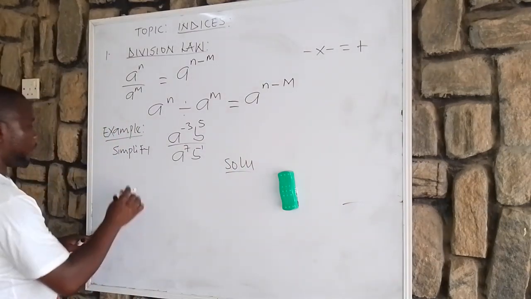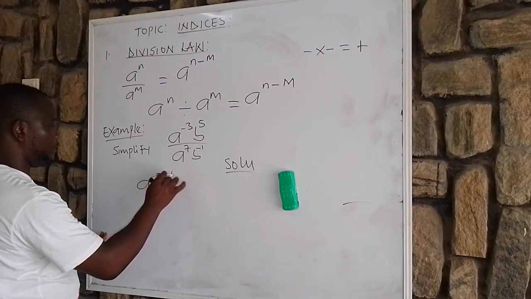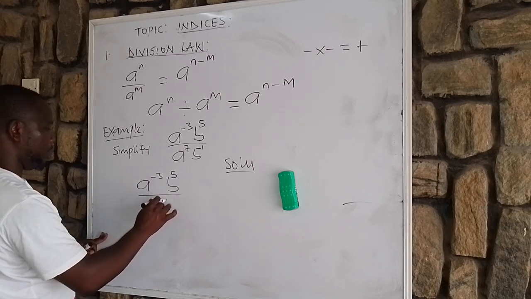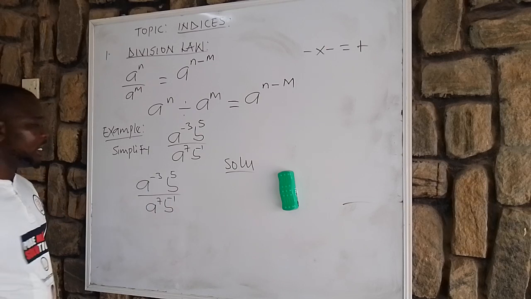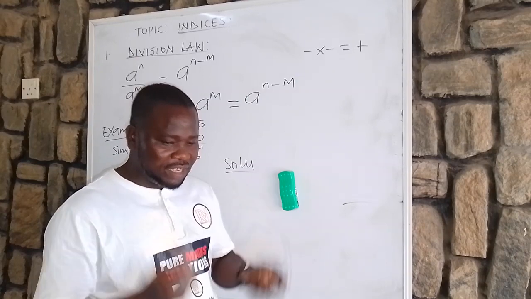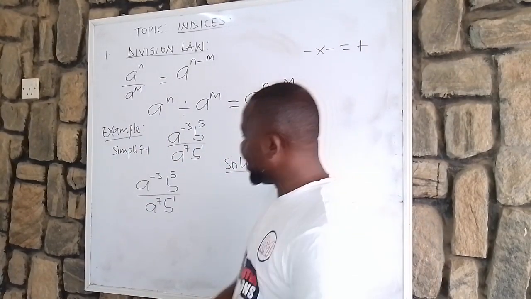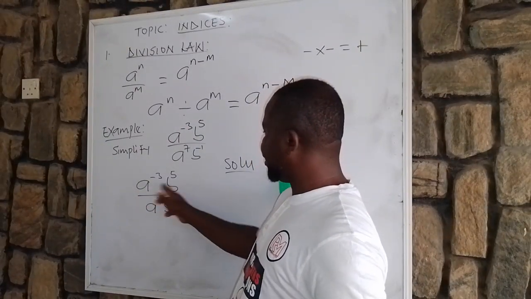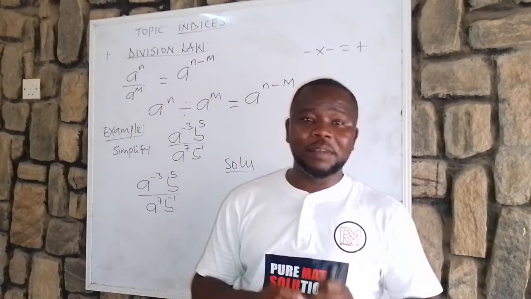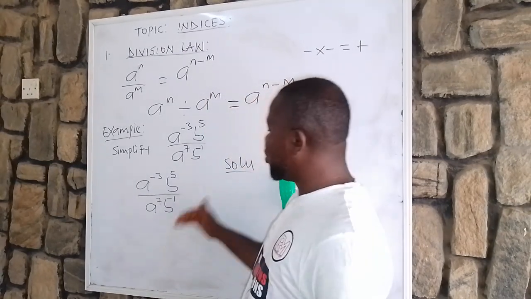Solution. So a raised to the powers of minus 3, b raised to the powers of 5, all over a raised to the powers of 7, then b raised to the power of minus 1. What will first come into your mind? Maybe you are not a mathematician. If I were you, look at this. You don't need a prophet to tell you. This question is coming from where? Indices. And since it's coming from indices, what are you going to do?